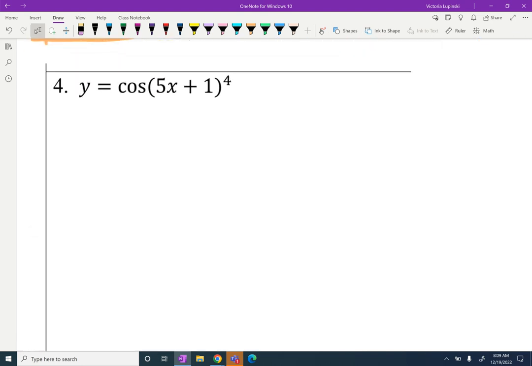So again, today is all about the big picture. So look at number 4. At its core, this is a cosine problem. Yes, there's an exponent, but the exponent is only for the 5x plus 1. So if I was going to ask what's the BP, big picture, this is a cosine problem, and then I'm going to have to use the chain rule.